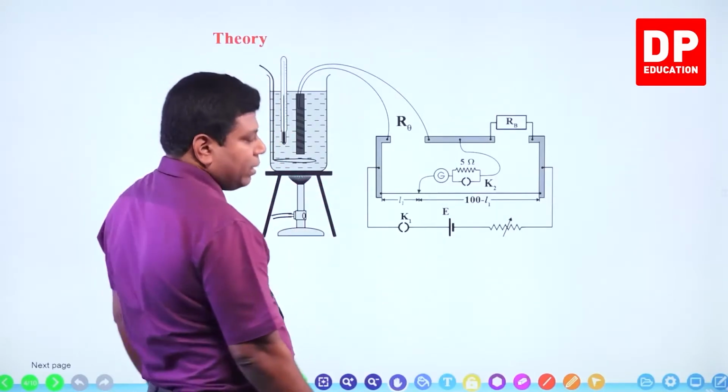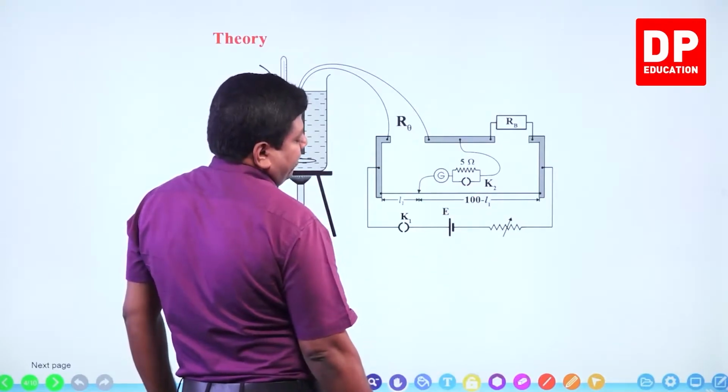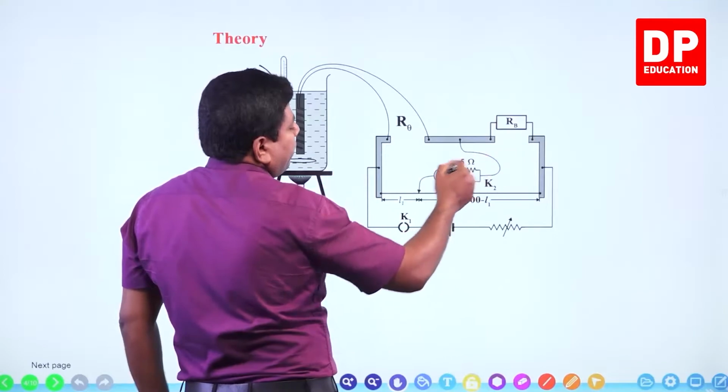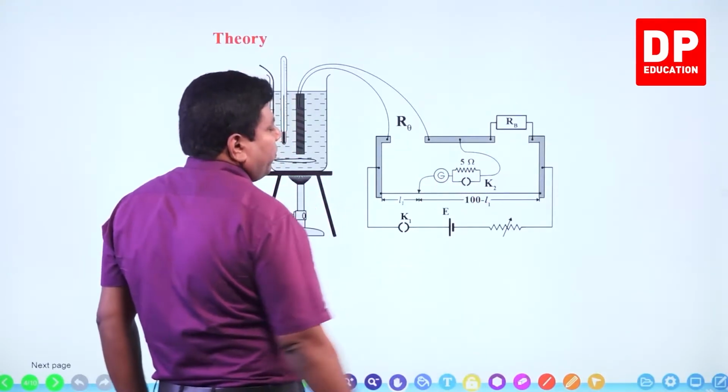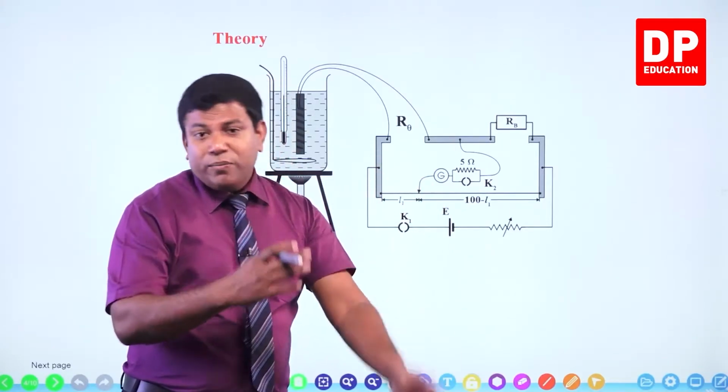What we do, to get the equilibrium somewhere in the middle, we put it equally. Why do we put it equally? To get the equilibrium somewhere in the middle. Why do we want it in the middle? So that the fractional error of measurement will be less.